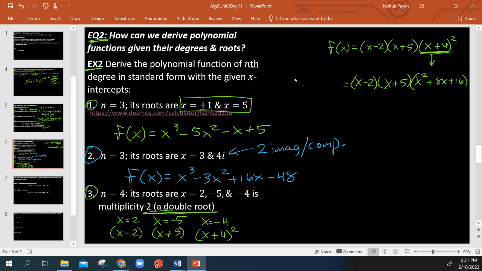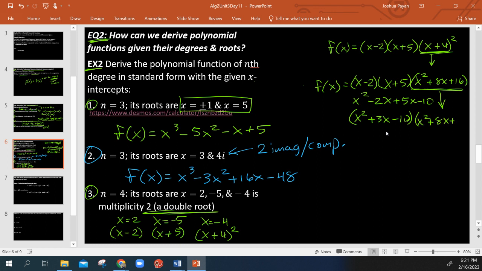So we've never FOILed anything this giant before. What I'm going to do is FOIL these two, then multiply it all out afterwards and combine like terms. So x times x is x squared, minus 2x plus 5x minus 10. Now we're going to combine like terms here. So we've got x squared plus 3x minus 10, all of that being multiplied by this guy here, x squared plus 8x plus 16.